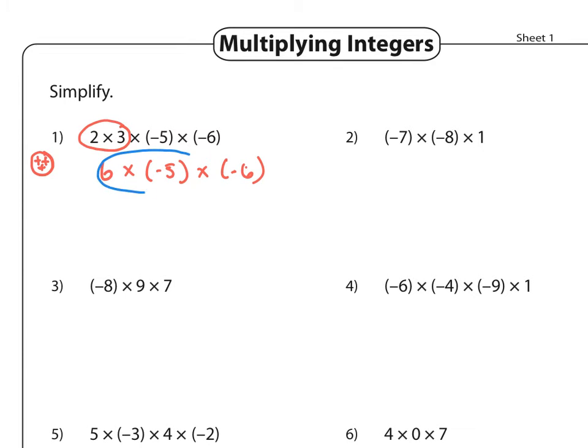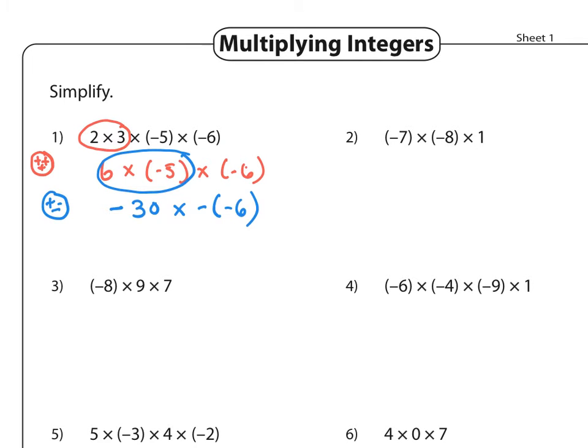I'm going to circle the very first two I see, and this time I see a positive 6 and a negative 5. So that means when Margar's half awake, she's mad. So our answer is negative, and 6 times 5 is 30. I'm going to drop down the number that we didn't use, which is negative 6.